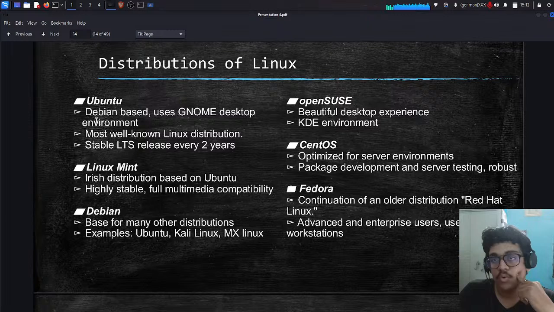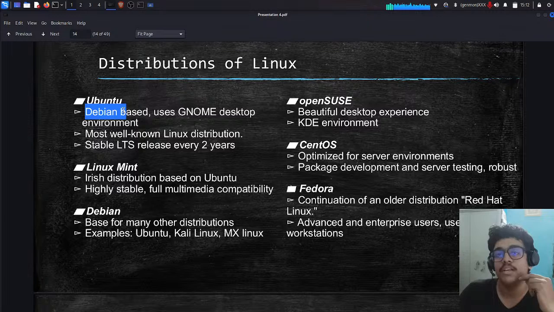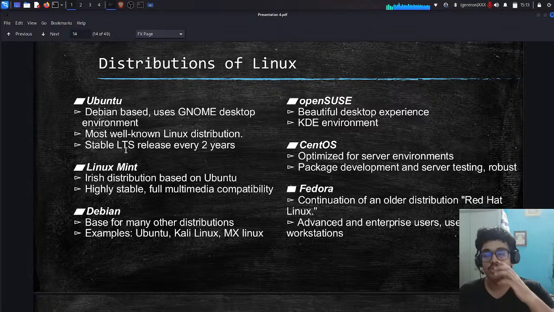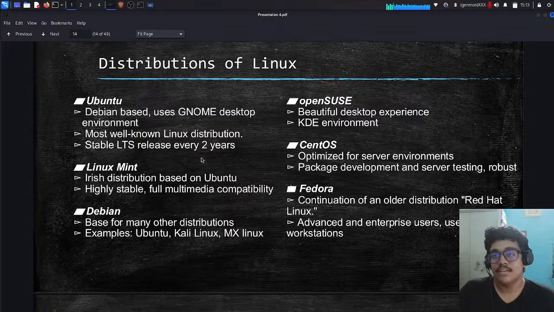So these are the different kinds of distributions. I think I said a wrong thing earlier about Kali Linux. It is first from Linux, Debian came, then from Debian, Kali Linux came. So Kali Linux is based on Debian. There is another operating system, Ubuntu. It is also Debian based. It uses the GNOME desktop environment. It is the most well-known Linux distribution, I guess, and in most educational institutions Ubuntu is installed. It has a stable LTS release every 2 years.